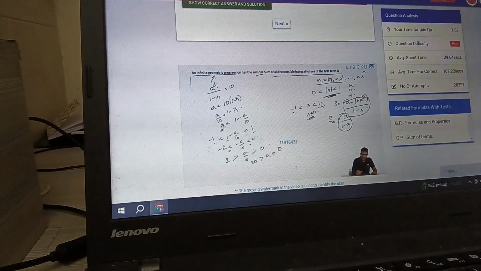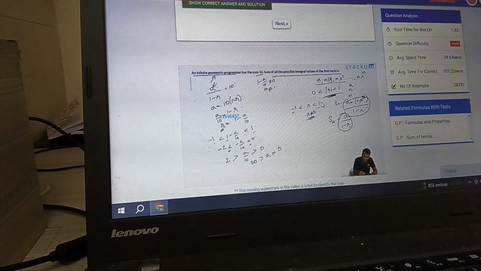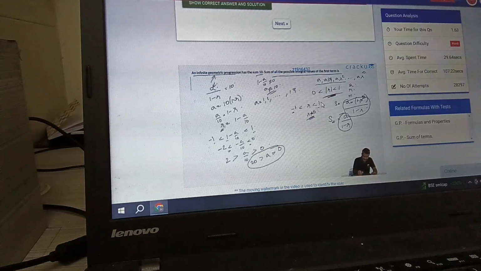But we also know that the common ratio r will not equal 0. So this implies that 1 minus a by 10 is not equal to 0, or a is not equal to 10. So here we know all the possible values of a. a can be 1, 2, till 19, but a cannot equal 10.